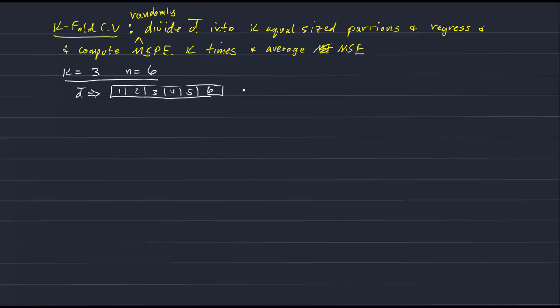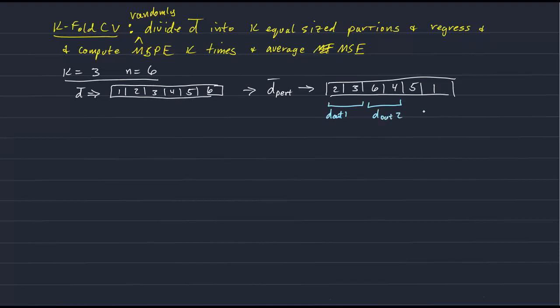And from there, let's randomly perturb the order of those samples so we get a perturbed data set. And so that data set, again, is just the same data set scrambled. 1, 2, 3, 4, 5, 6. So we might have something like, we scrambled the data so it's in a slightly different order. So we randomly shuffle our data, and then the next thing is we need to divide it into k partitions. And so we have partition 1, partition 2. So this is really going to be D out 1, and this is D out 2, and this is D out 3.